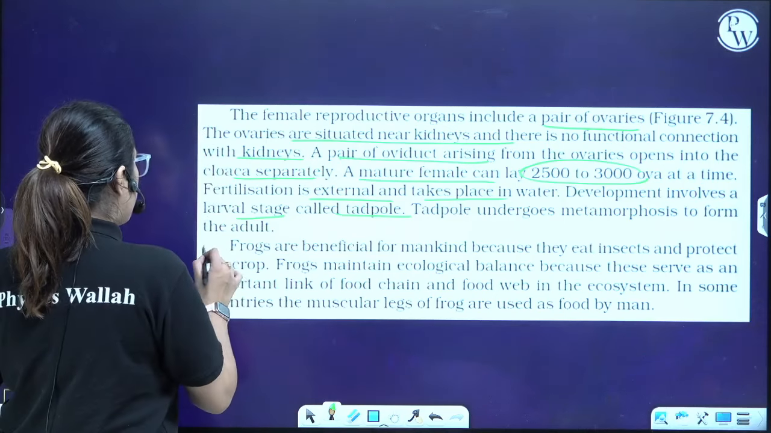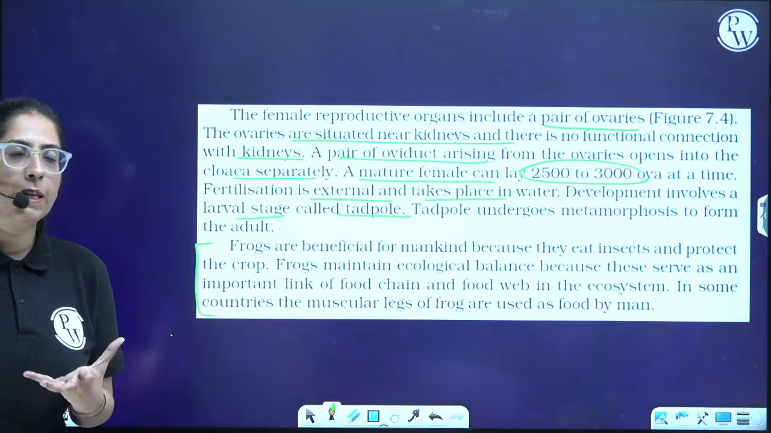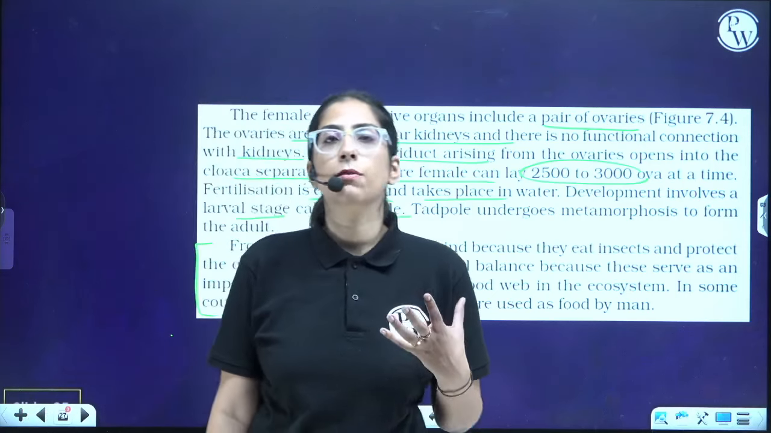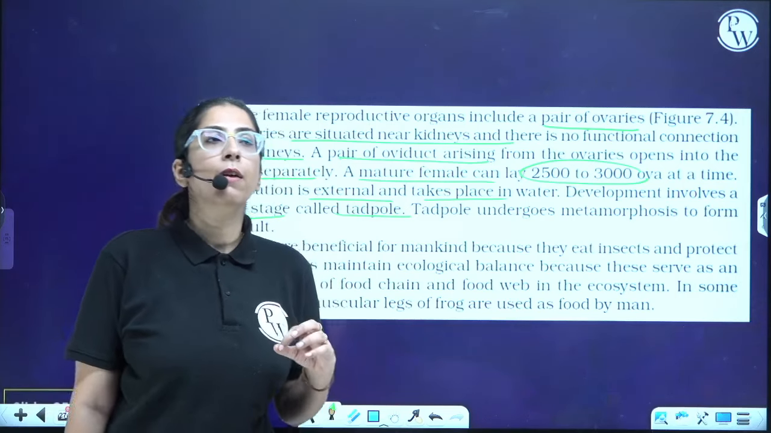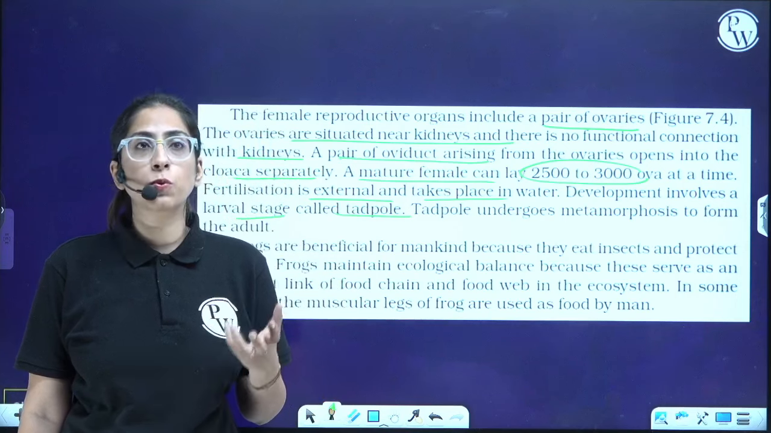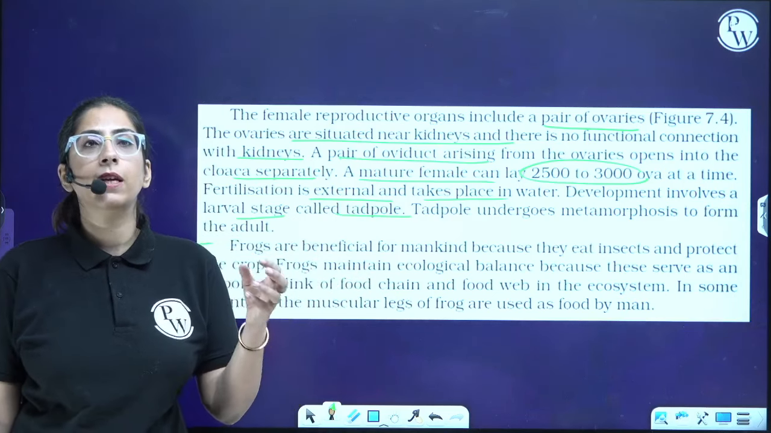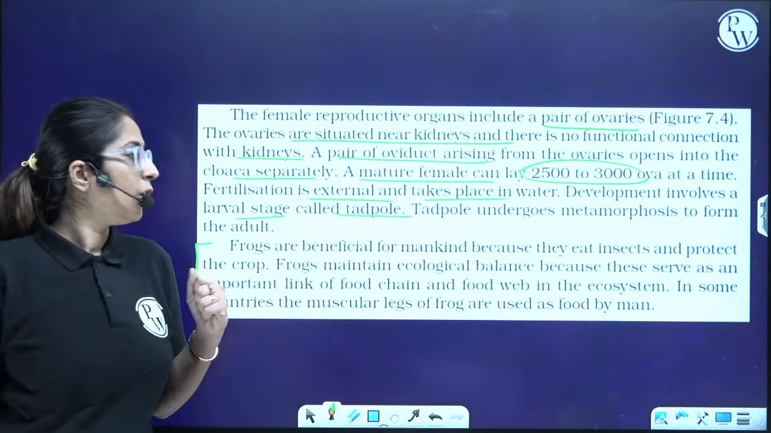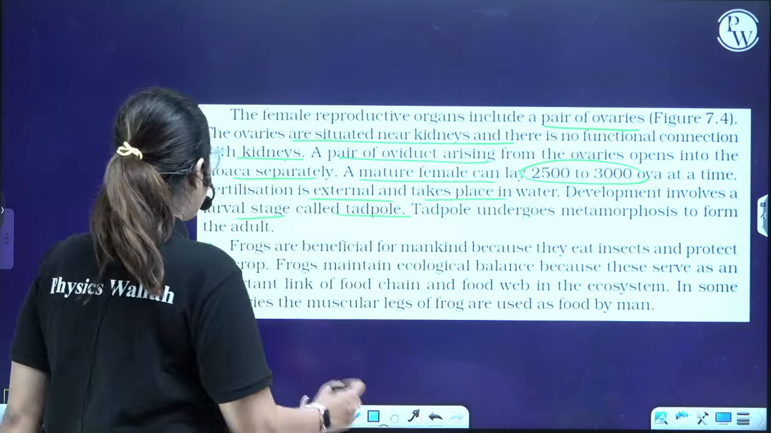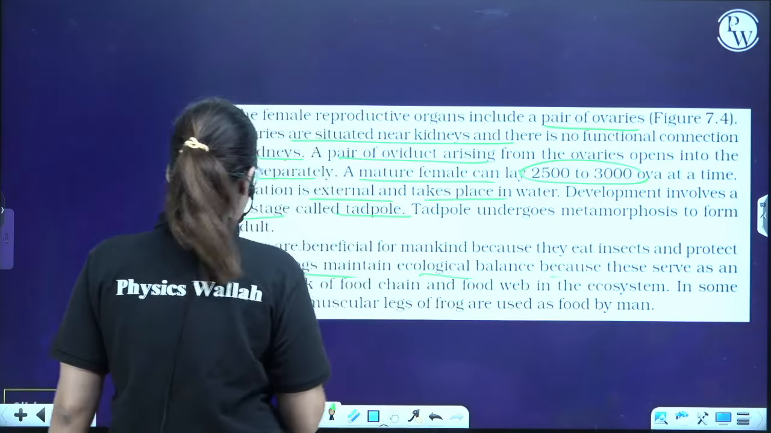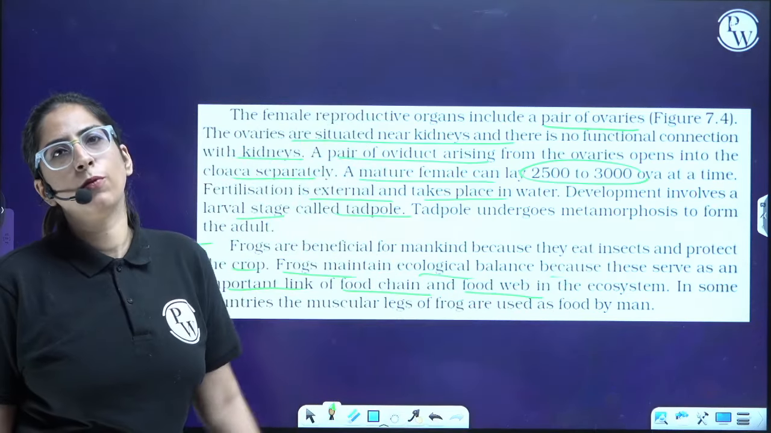The last line written over here says that frogs are very beneficial to mankind, because people in many countries use them as food. In fact, there are many countries where frogs are consumed, even their juices and shakes. Some consider that they cure infertility, at many places, though I am not sure. Other than that, they eat insects, which is beneficial to us, and protect the crop. Frogs maintain ecological balance because they serve as an important link of the food web. And in some countries, the muscular legs of frogs are used as food.